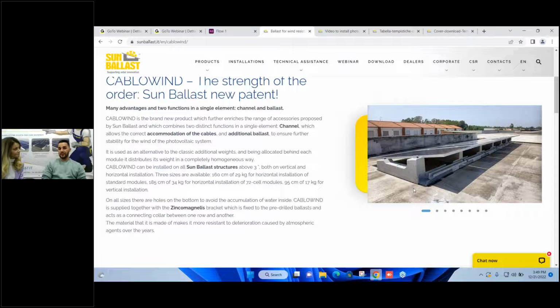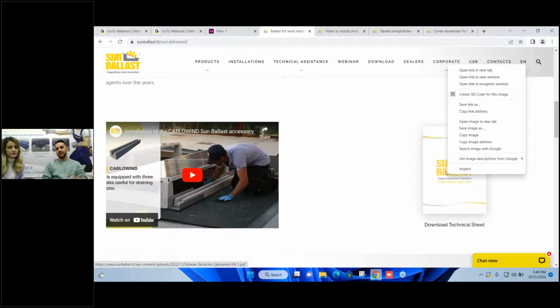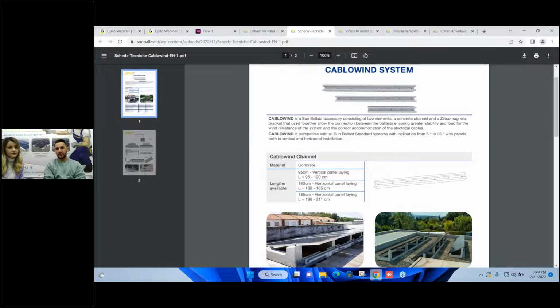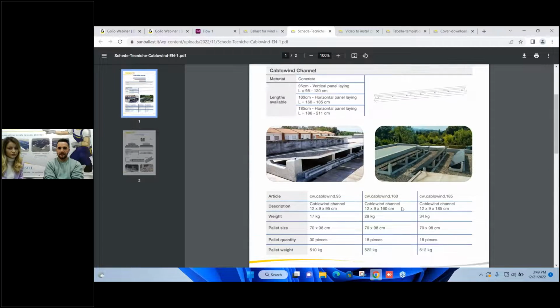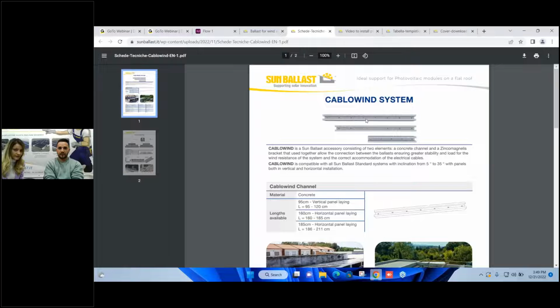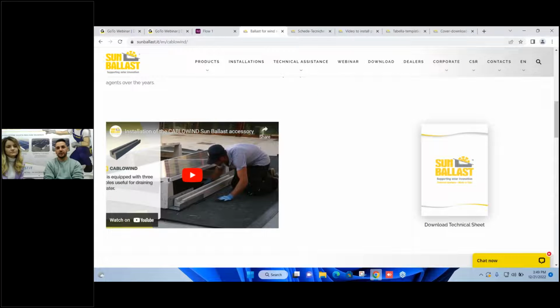After people used it, we got feedback that this structure is really good. And if you're worried, cable wind has a hole inside of it to prevent water infiltration. It comes in three different sizes, depending on the type of model and the layout they are using, horizontal or vertical. You can see the holes here. It's good for water infiltration, so water will not stay there. It will just go down, and it will not affect the cables or your system.